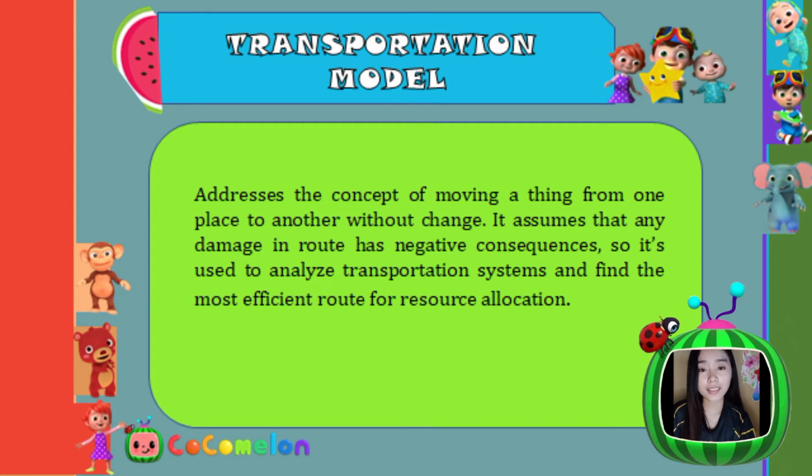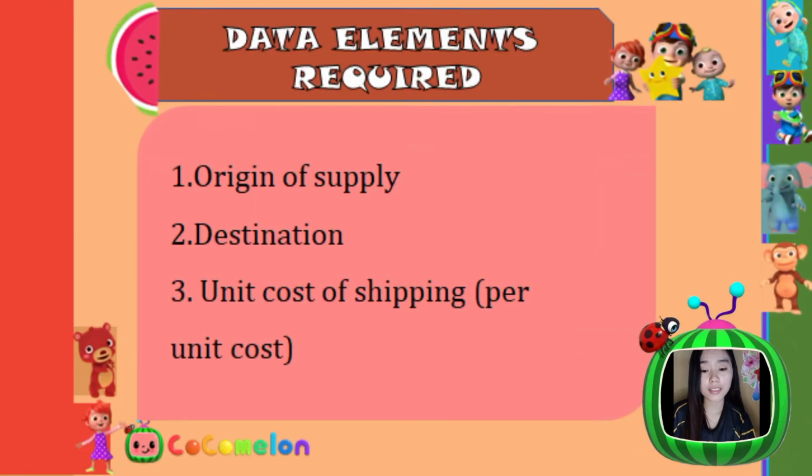The transportation model addresses the concept of moving a thing from one place to another without change. It assumes that any damage en route has negative consequences. So it's used to analyze transportation systems and find the most efficient route for resource allocation. And there are data elements required in this matter. First is the origin of supply. Origin of supply is the source or supply location in transportation. Next is the destination. A destination is a point of demand in a transportation problem. And the unit cost of shipping, or per unit cost.